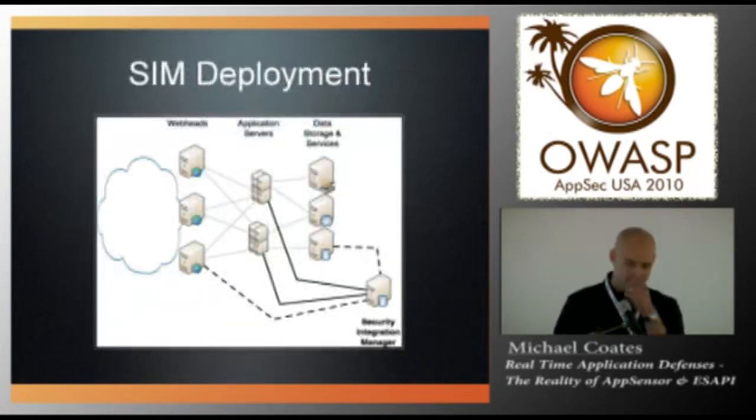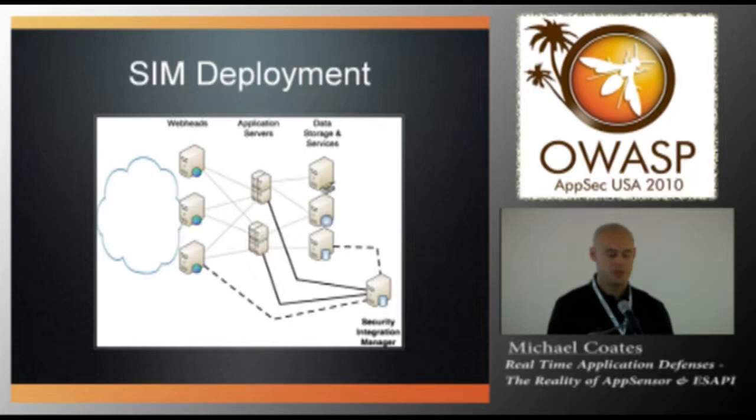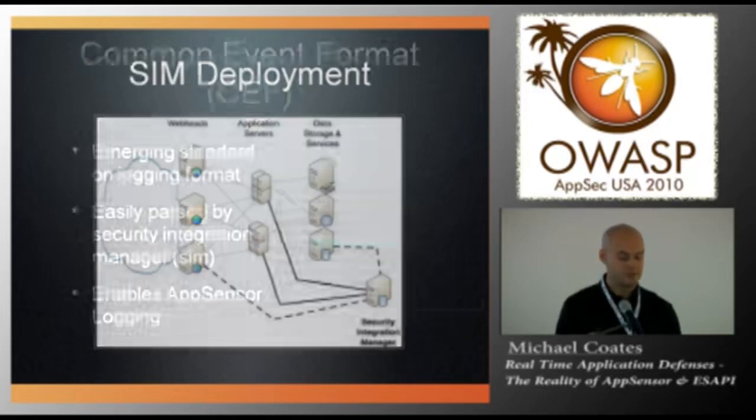Now, I mentioned that we're not necessarily using the same AppSensor type code. What we're doing instead is funneling our information to a security integration manager, and we're monitoring that in real time. So that's a different way of doing it if you have that set up in your organization. So set up your AppSensor events in whatever format you're using to send the message to your SIM, and then you can monitor it using that tool.